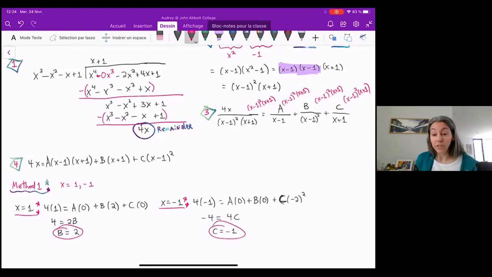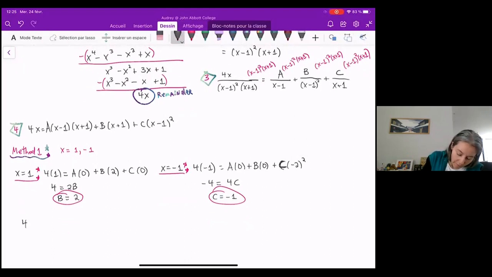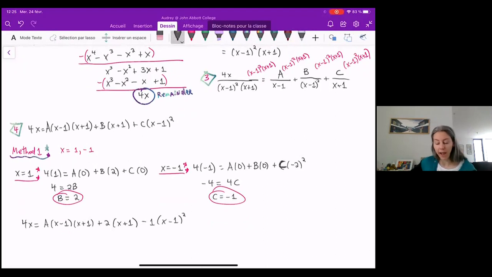Now the problem is we're out of zeros, but we still haven't solved for a. So if you're doing method 1 and you run out of zeros and you still have something left to solve for, we said that you should plug in x values starting with the zeros. Now I am going to plug in whatever x value I want, knowing that b is 2 and c is -1. So in other words, now I have 4x is equal to a times x minus 1 times x plus 1 plus b, which is 2 times x plus 1, plus c, which is -1 times x minus 1 squared. I'm going to plug in whatever x I want to solve for my last constant.